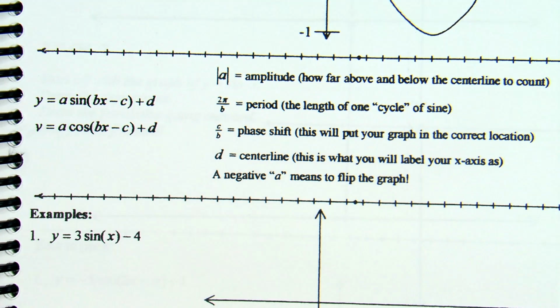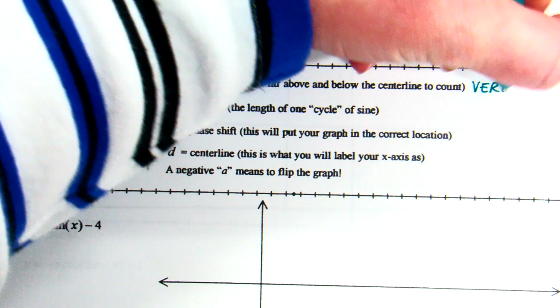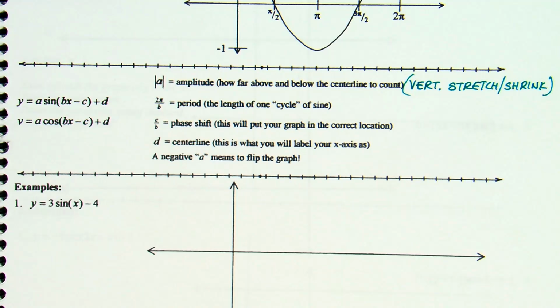Now, in terms of sine and cosine, we call it our amplitude. Notice it's how far above and below the center line to count. It is equivalent, though, from your Algebra 2 days, of thinking of it as a vertical stretch or shrink, or compression if you would prefer that wording. So I wrote off to the side, vertical stretch/shrink.